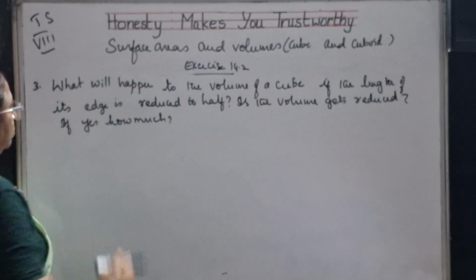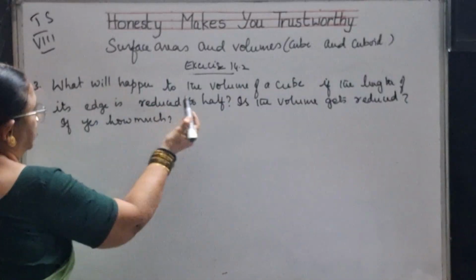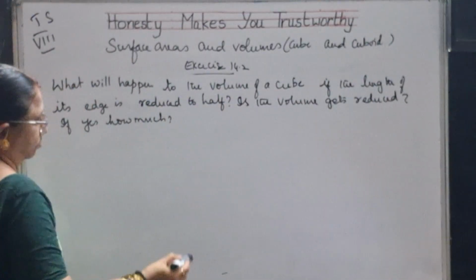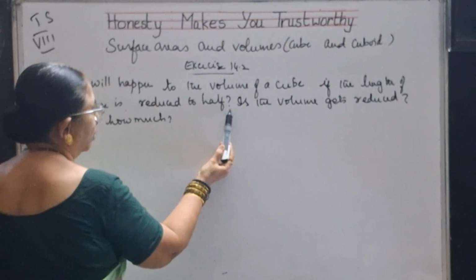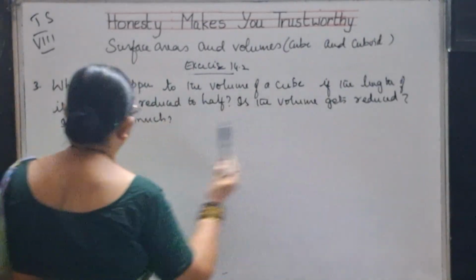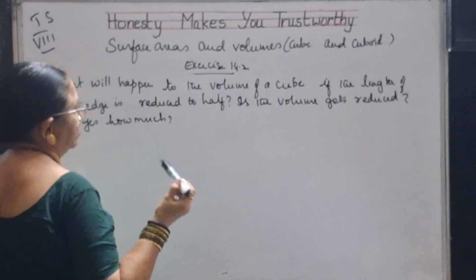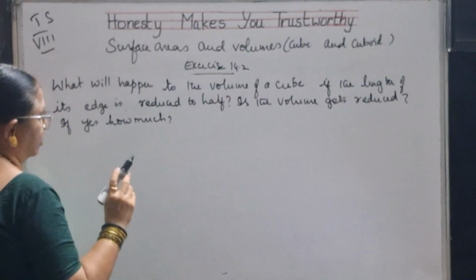Exercise 14.2, third question. What will happen to the volume of a cube if the length of the cube edge is reduced to half? Does the volume get reduced? If yes, by how much? So there is a cube.